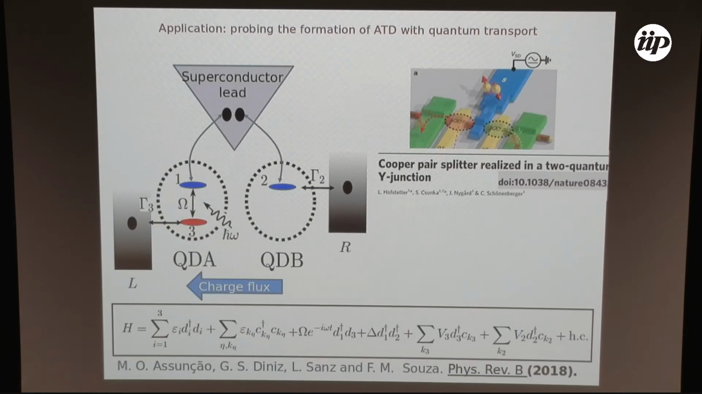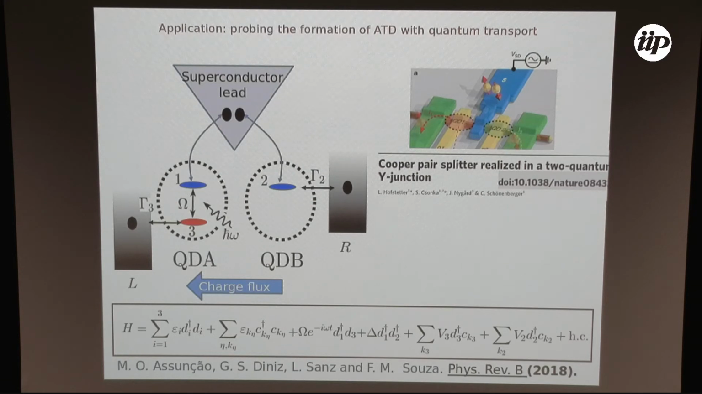How about the Cooper pair splitter? Here in this illustration, we have a superconductor with a Cooper pair, up-down, and the electrons can jump to the lateral quantum dots here and there. This is the geometry, and this is the schematic illustration of the system.